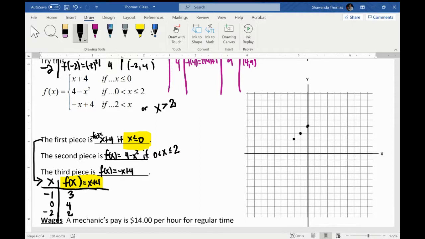In which direction can I extend my line and put an arrow on it? To the left. Very good. Because those are the x values that are less than 0. So these are the x values on this line right here that are less than or equal to 0. Good. All right, let's go to the second piece.